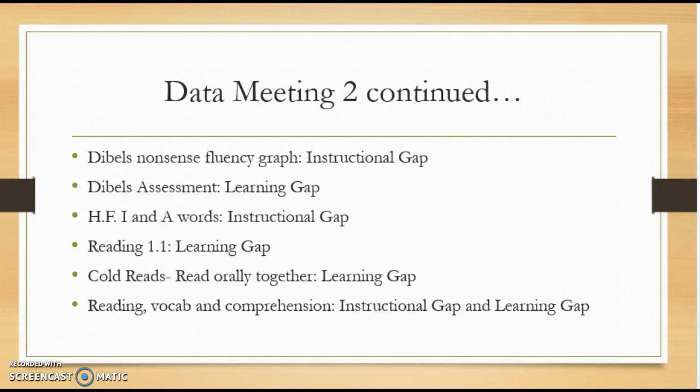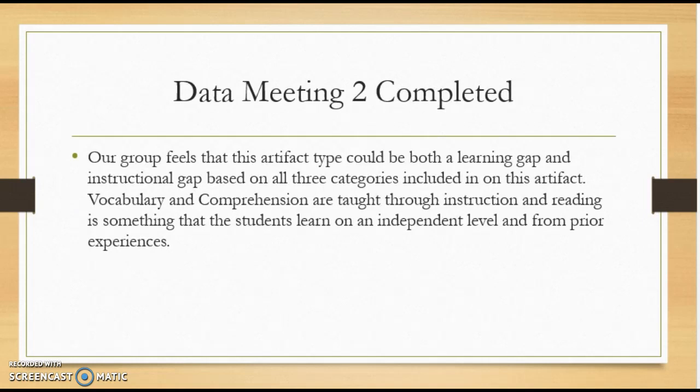Data meeting 2 continued. The DIBELS nonsense fluency graph was identified as an instructional gap. The DIBELS assessment is a learning gap. H, F, I, and A words were identified as an instructional gap. Reading one-to-one was a learning gap. Cold reads and reading orally together is a learning gap. Reading vocabulary and comprehension was identified as an instructional gap and learning gap.